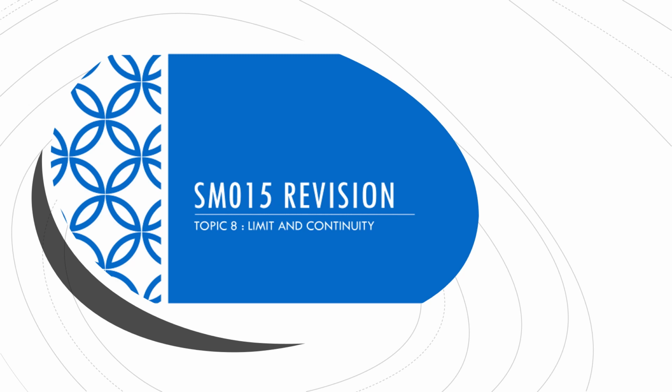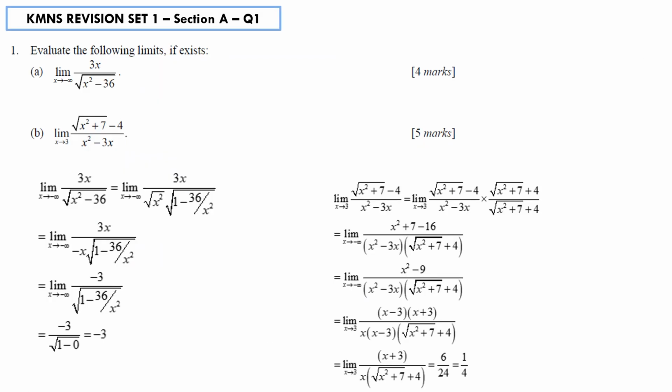Our next revision will be on topic 8, limits and continuity. Topic 8 will be asked in section A and also section B. So now we are going to look at section A first. So these are the types of questions that will come out in section A.